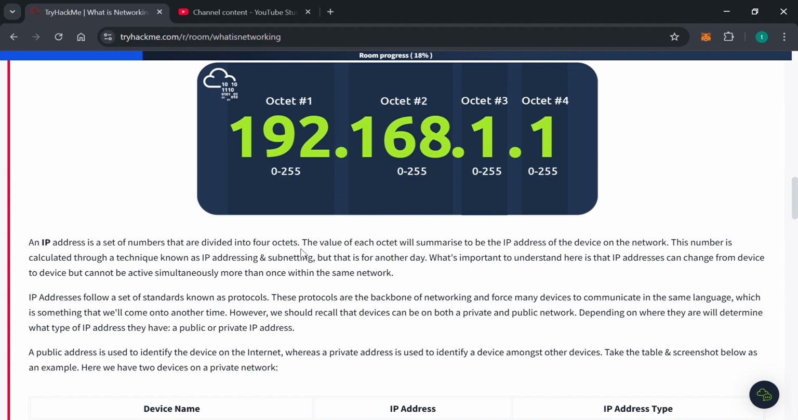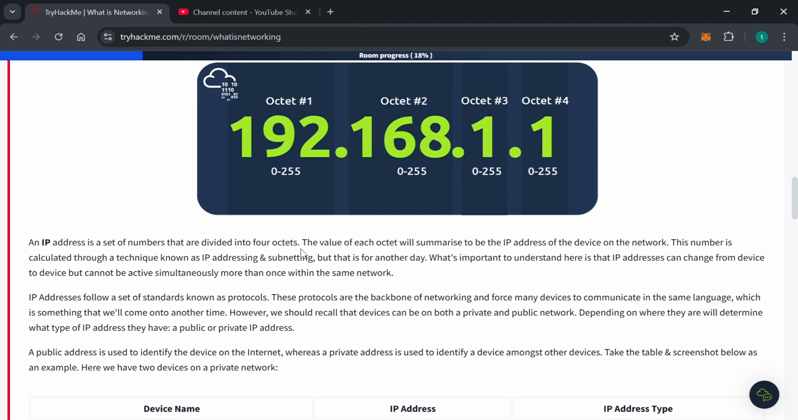What is important to understand at this point is that IP addresses can change from device to device, but cannot be active simultaneously more than once within the same network. Let me give a simple explanation. If you have a number assigned to an individual, right, someone else at some other time, on some other day, can also have that number assigned to them. But we can't have two people being assigned the same number at the same time in the same space. That's just what this means.